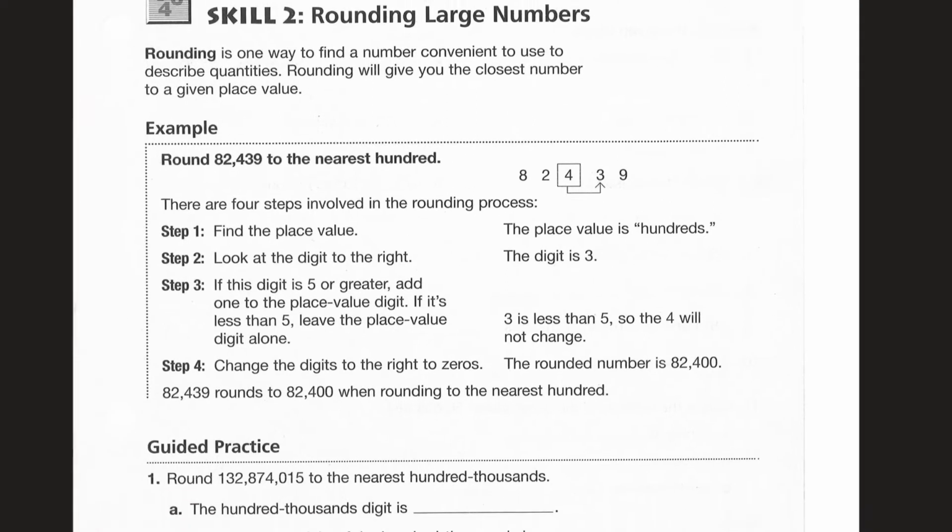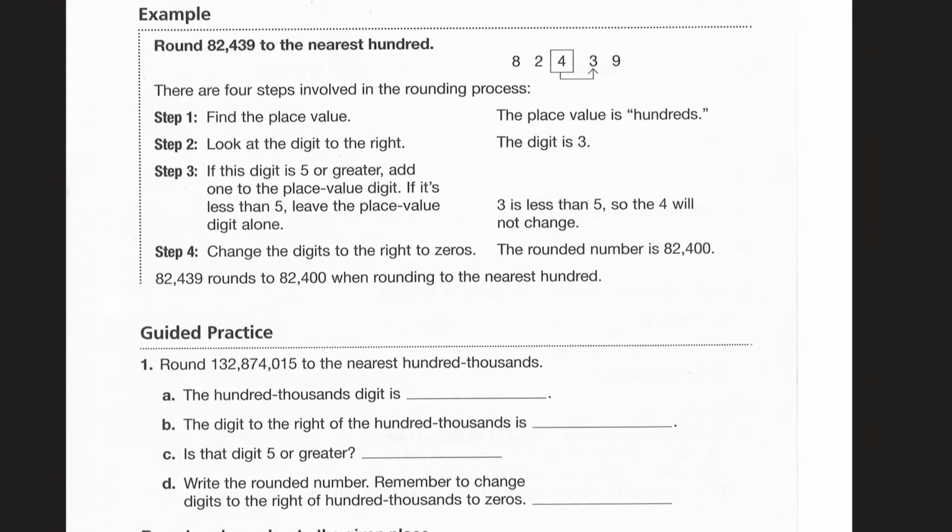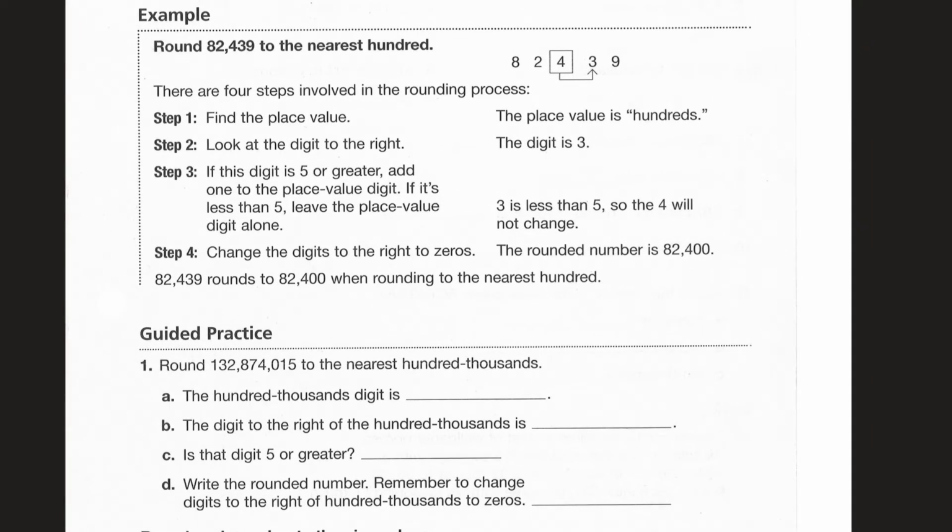Okay, let's take a look here, and let's use our 4-step process. Now, what I see here is we have a 4-step process, step 1, step 2, step 3, step 4, and they have A, B, C, D. So A is going to be step 1, B is going to be step 2, C is going to be step 3, and D is going to be step 4. They're walking us through it. So step 1 is find the place value. Well, they want you to round 132,874,015 to the nearest hundred thousands.